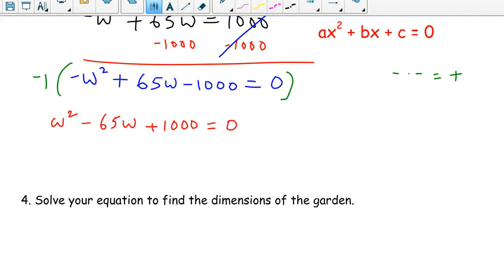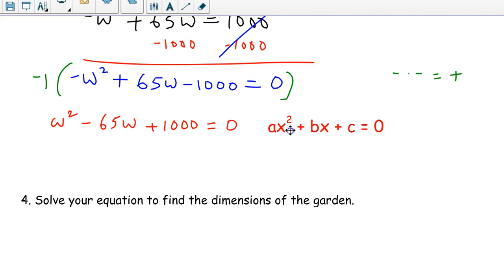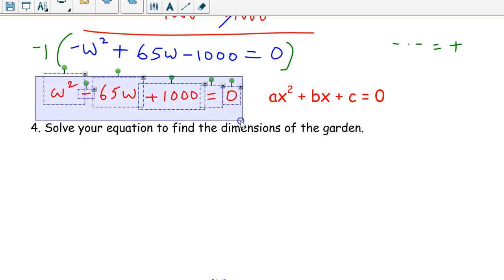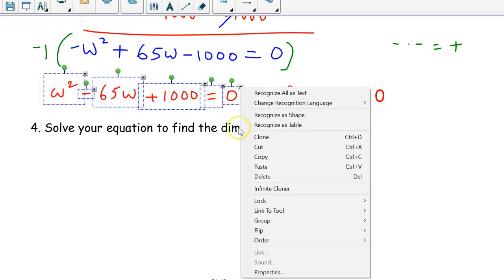So now we have this one, W square minus 65W plus 1000 is equal to 0, and it is a quadratic equation, and we have it in standard form. In the standard form with the leading coefficient a positive number. So you are starting with a positive W square. It helps us to simplify or to get the factors. It will be very much easier for us.